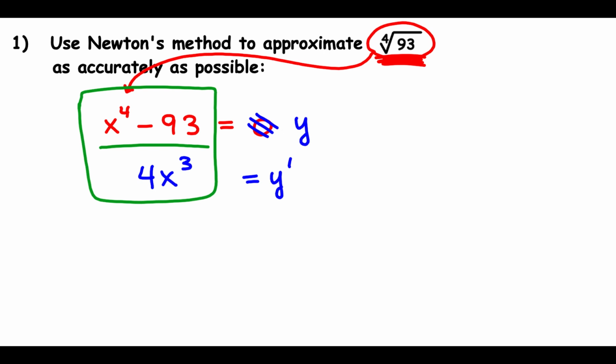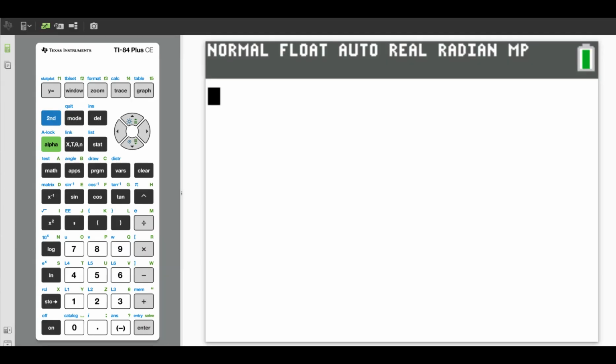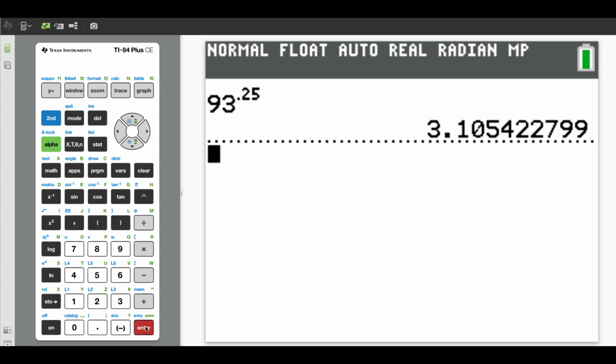Now, since I have a calculator, I'm going to shamelessly cheat and just type in the fourth root of 93. I'll go 93 to the 1/4 power, 0.25 power. Here's what the answer should be. I can only imagine what Isaac Newton would say if he saw this powerful technology back in his day. He'd probably be like, what? So I'm going to make my initial guess 3. All right, so we'll say 3 is the initial iteration here.